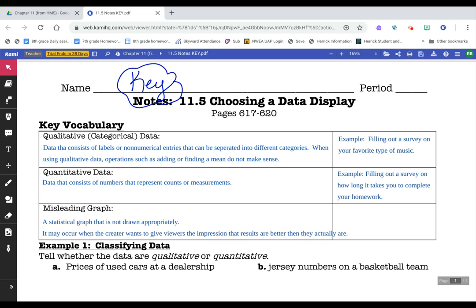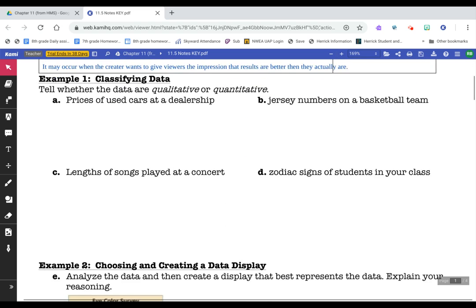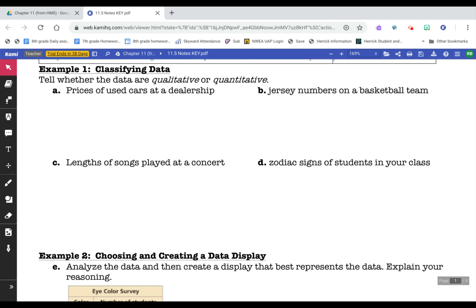A misleading graph is a statistical graph that is not drawn appropriately. Believe it or not, this is sometimes done on purpose. It may occur when a creator wants to give viewers the impression that the results are better than they actually are. We'll talk about this a little bit later on in the notes. But for example 1, I would like you to classify the data, and you're going to tell whether the data is qualitative data, so that's going to be categories, or quantitative data, a numerical data set. I would like you to pause the video, fill in the 4 options, and then unpause as we go over the correct answers.